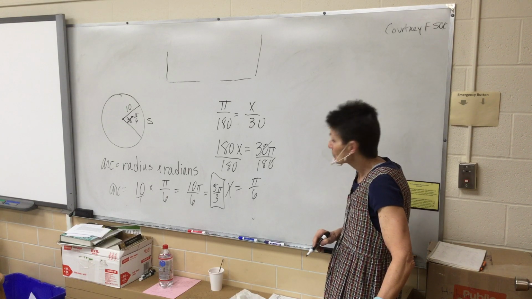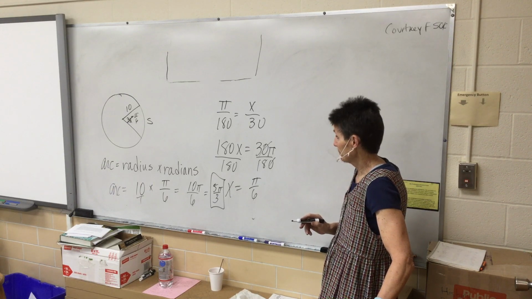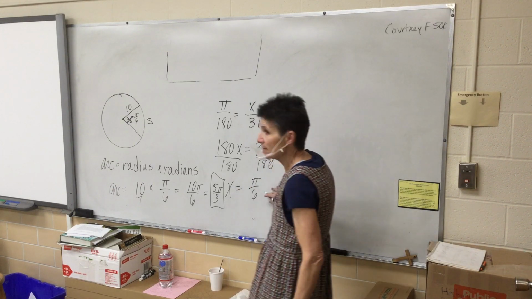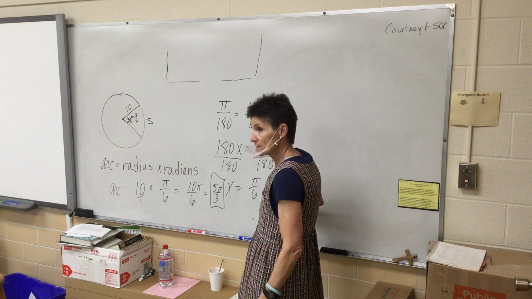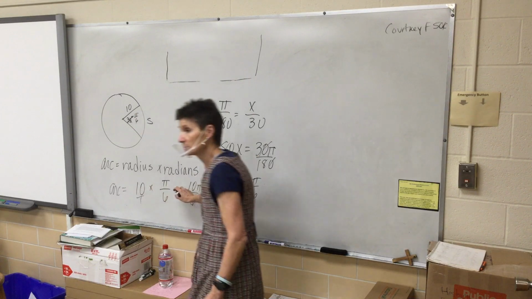Was the 5/3 on the top or the bottom? No, the pi must be on the top. Yep. Because when you did your radian measure, it was pi over 6. So that means it's a top number.